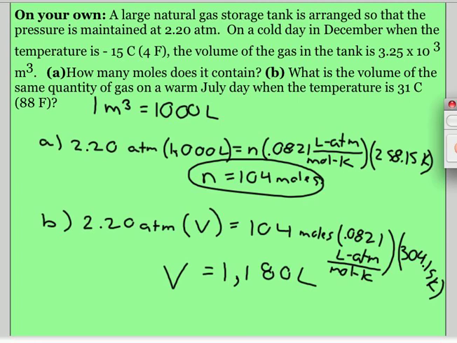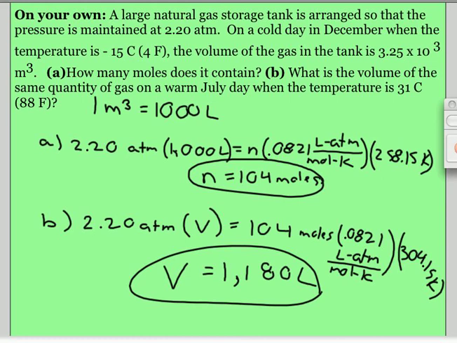Okay, so here are your answers for both A and B. Basically you have this storage of natural gas, and you have a really cold day, and then a really warm day, and we want to see what that's telling us. So first one, it's a cold day in December. They tell you how big it is, and basically you want to know how much it is. So we have 2.2 atmospheres, 1,000 liters, and you solve for n, so there'd be 104 moles of that natural gas.